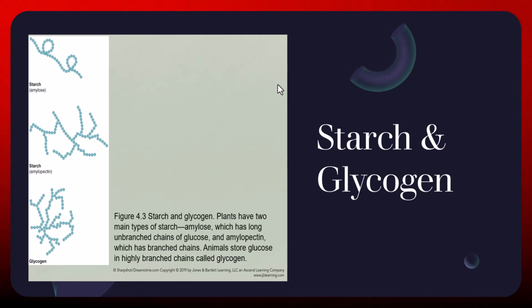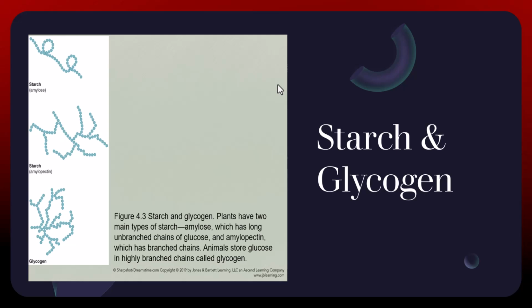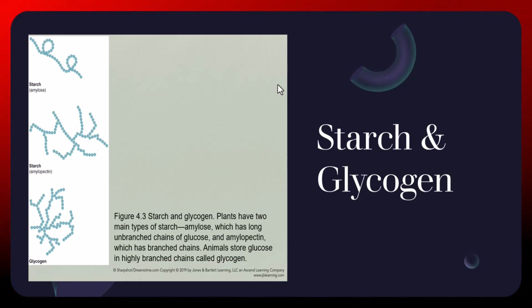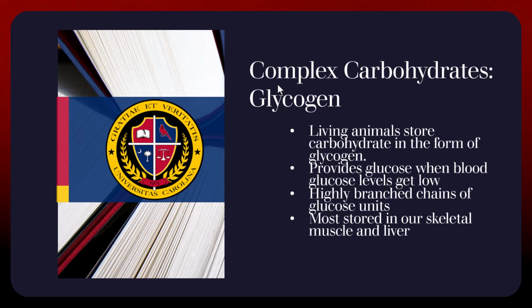Now let's discuss starch and glycogen. So plants have two main types of starch. They have amylose, which has long unbranched chains of glucose, and they have amylopectin, which has branched chains. Animals store glucose in highly branched chains called glycogen.